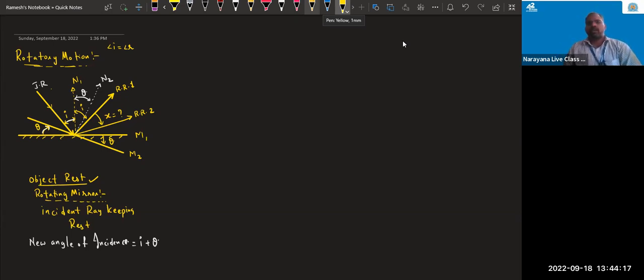Think and tell. This is I means this angle how much? I minus theta only, na? From this I have to subtract theta only, na? This angle equal to this angle minus this angle. Is my point very clear, na? Now I want this angle x. How much? Tell me one plan how.